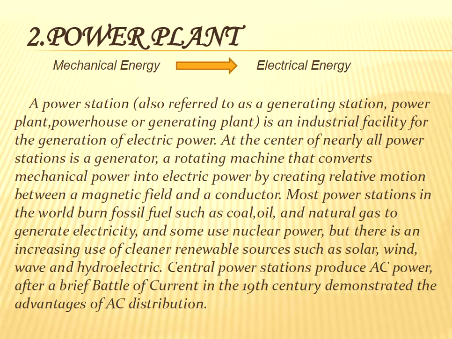Inside the generator, you have two things. One is a coil, and then you have magnets. So when this coil is rotated in a magnetic field, automatically it starts generating electricity.